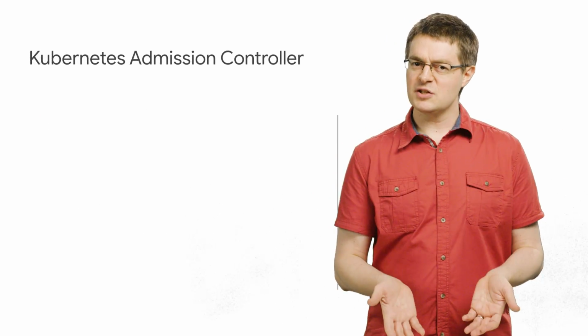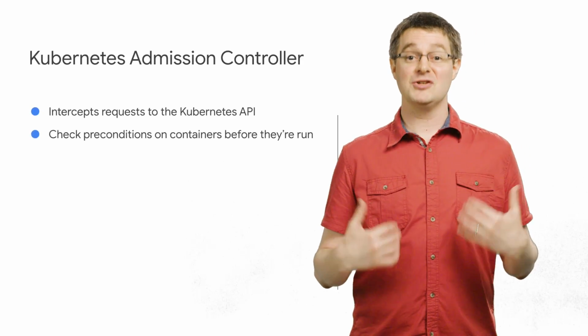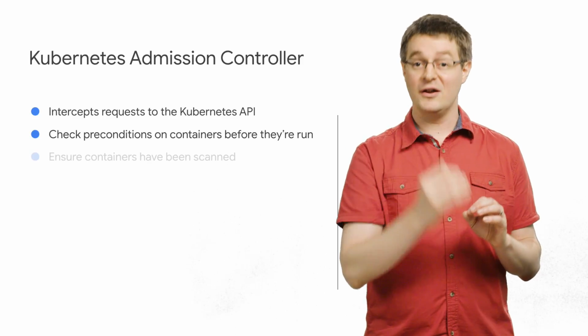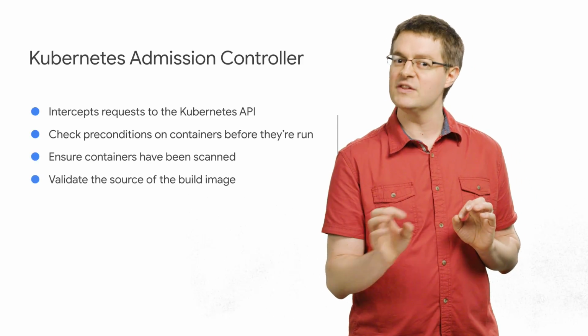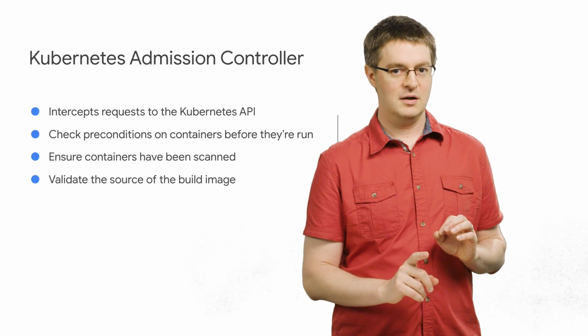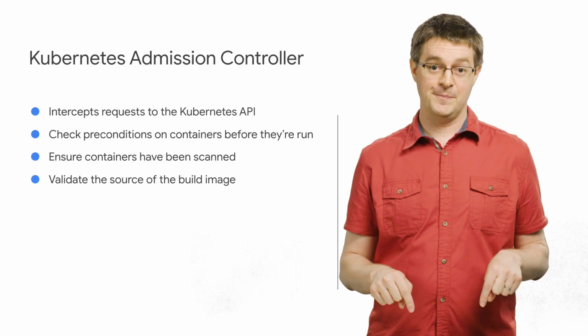What if you're using Kubernetes already and want to take advantage of this vulnerability data? The Kubernetes Admission Controller can sit between your code and your Kubernetes environment, intercepting requests to the API and checking the safety of the containers before they're run. If you want to see it in action, check out Kelsey Hightower's demo, linked in the description below.